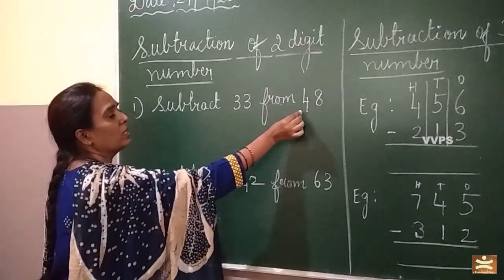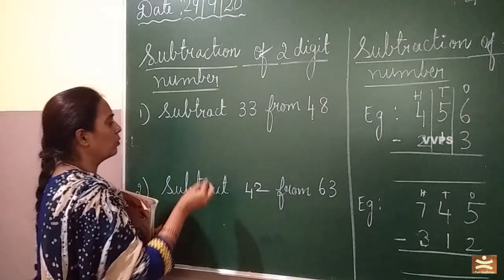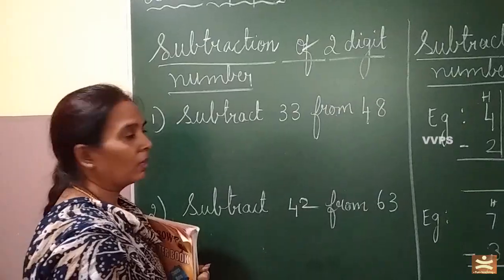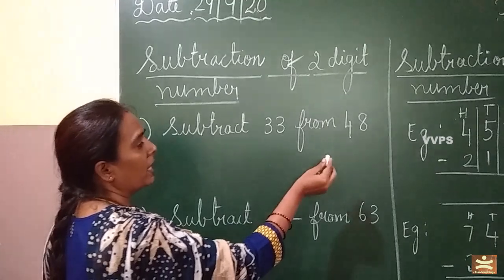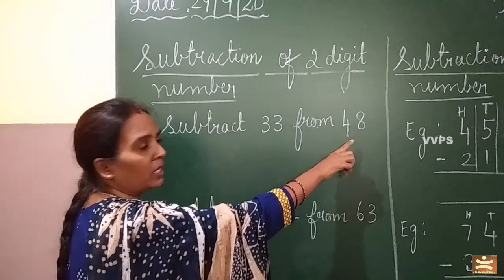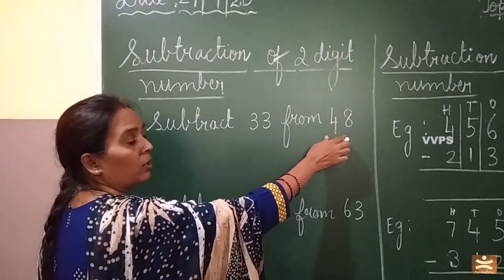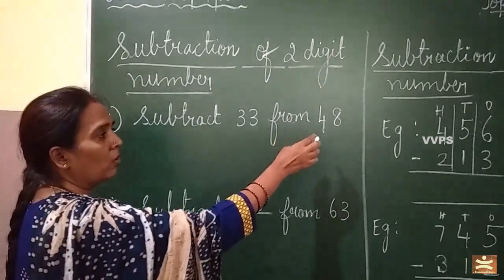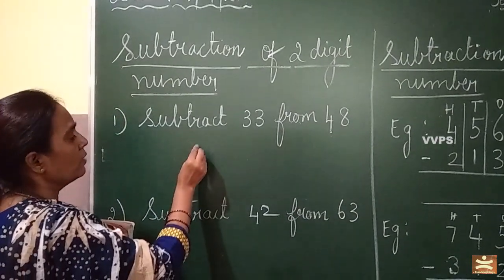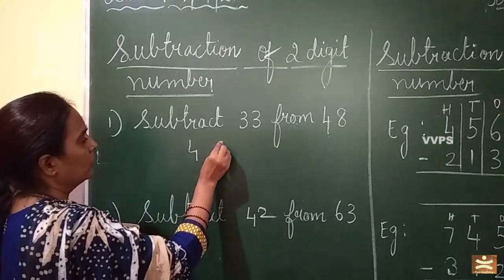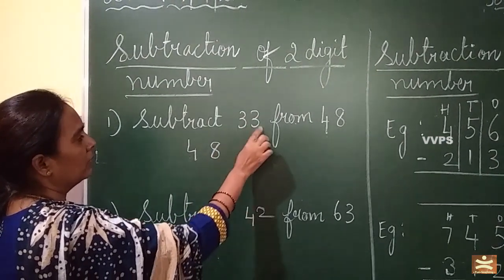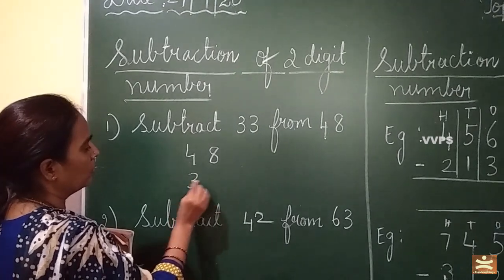33 from 48 means first you have to write this number, children, 48. Because this is the biggest number. So 33 is small and 48 is the big number. So you have to always take the big number. So write 48. Okay. Then 33, write here down.